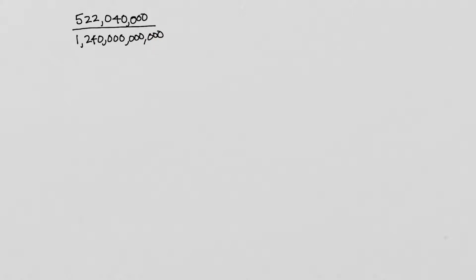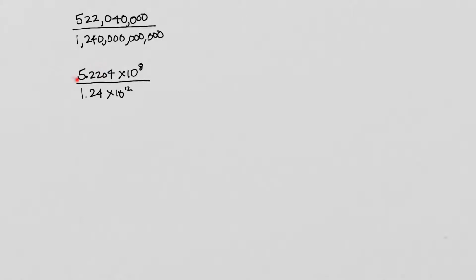So in the top number, we're going to write this as 5.2204. Now, in our denominator here, we want the decimal right here, so we're going to write this as 1.24, and then we've got a bunch of zeros, so it's going to be times 10 to the, well, 10 to the what? Here's 3, 6, 9, 10, 11, 12. So 10 to the 12.